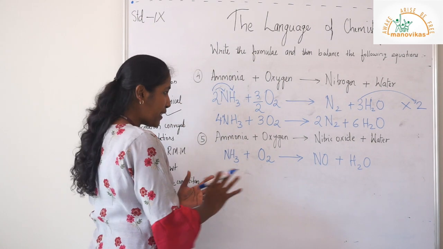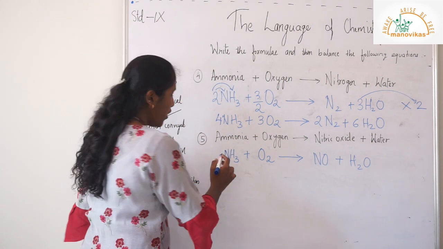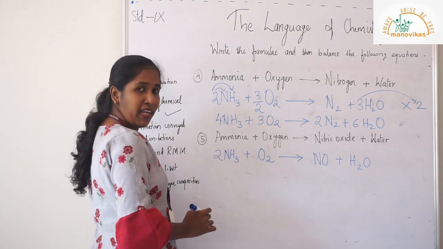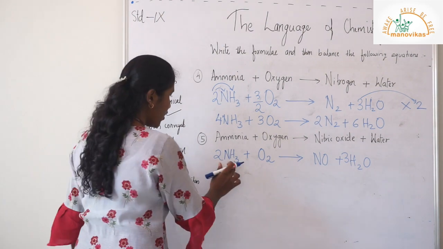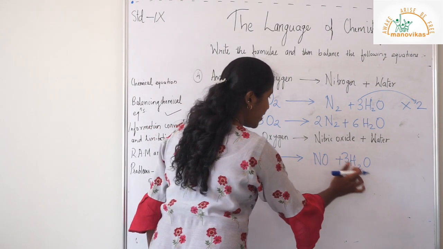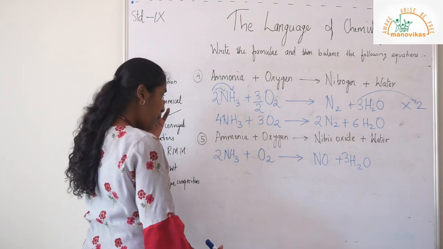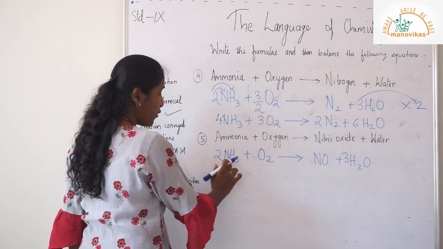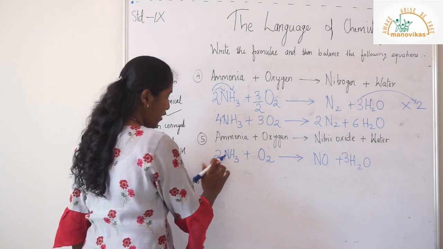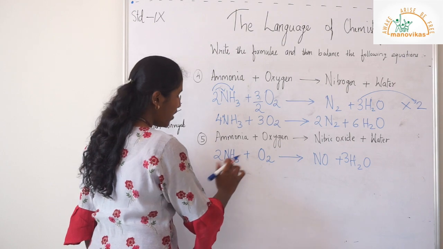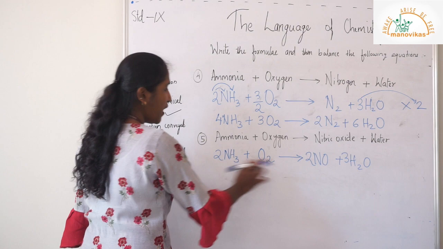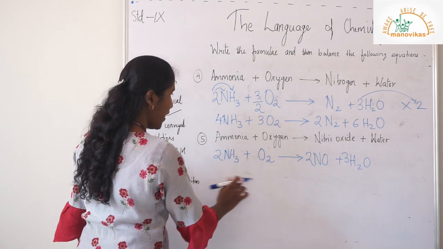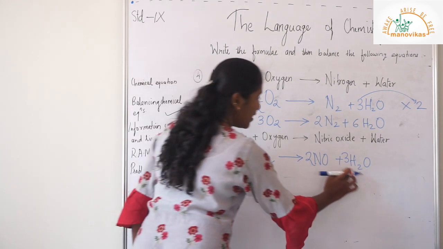So in order to make it the same, what I will do? I will multiply here by 2, and here I will multiply it by 3. So this will become 6, and here also 3 2s are 6. But what about nitrogen? Nitrogen has changed. Nitrogen has become 2. So I will put 2 over here. So nitrogen is balanced. 2 nitrogen, 2 nitrogen. Then 6 hydrogen, 6 hydrogen.